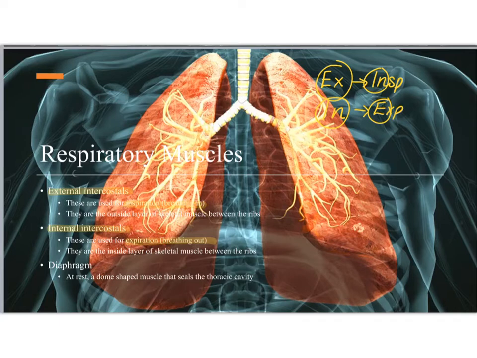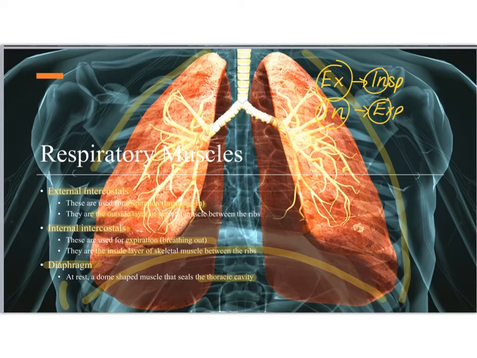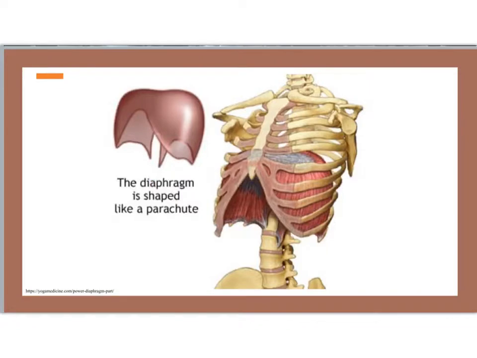Where are they? We will look at a picture of this in a minute, but the external intercostals lay on the outside by the ribs, and the internal intercostals are on the inside layer between the ribs. The diaphragm, we will see in a moment, is a dome-shaped muscle that lays at the bottom of the lungs, around here. It seals what we call the thoracic cavity, and the thoracic cavity is all of this area now shaded with the highlighter pen. So this is the diaphragm.